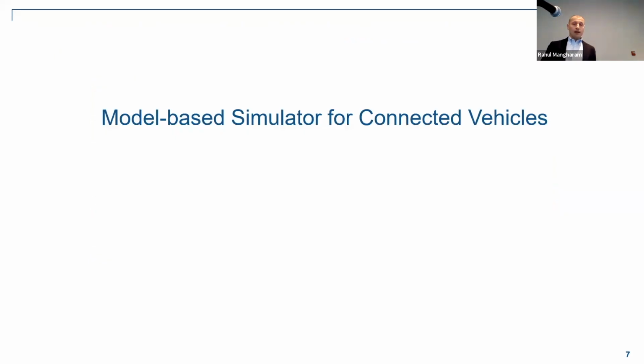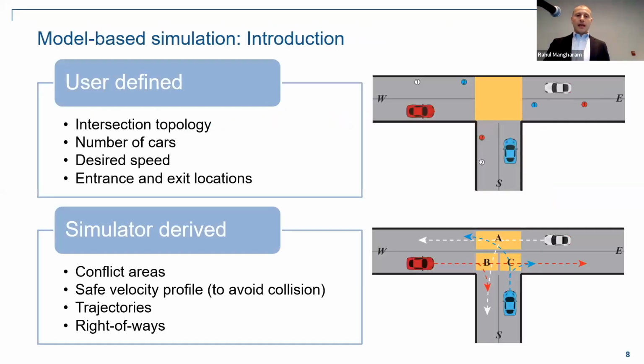Okay, so I'm going to talk about the simulator that I mentioned earlier. It's a model-based simulator for connected vehicles. In this simulator, the user would define the intersection topology, the number of cars, desired speed, and entrance and exit locations for each car. You can see here that in this topology, there are the entrance and exit locations for each car.